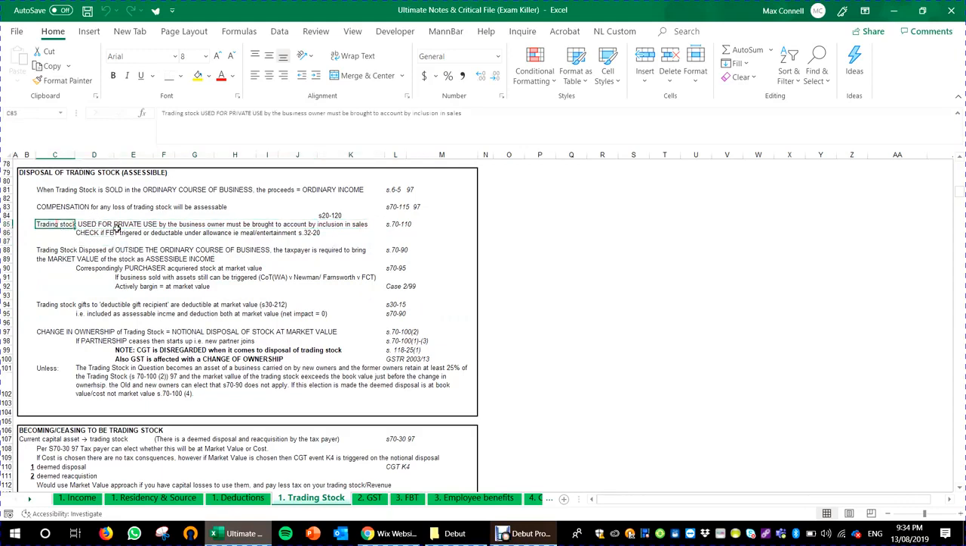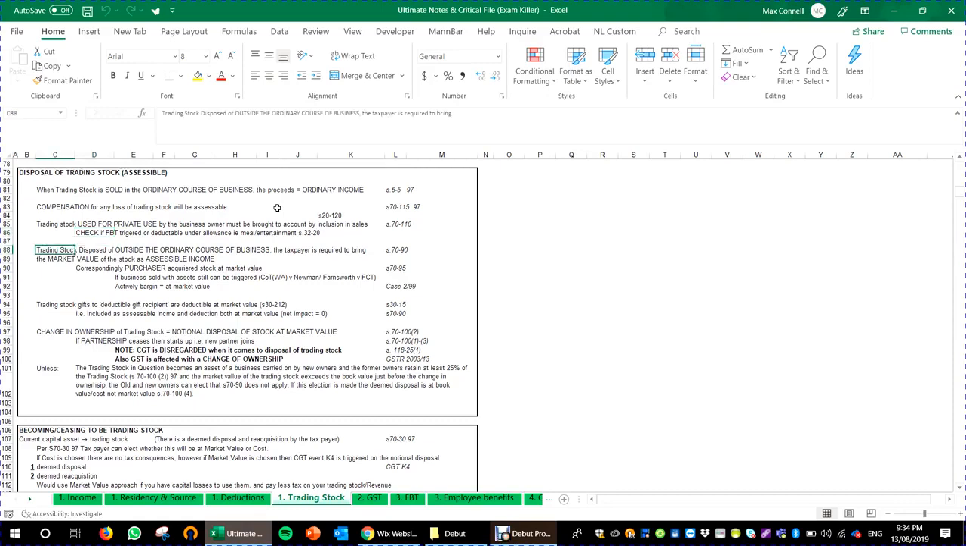Trading stock used for private use. You might get a question about a deli worker who uses a bit of ham. Every now and then they might take a kilo of ham each day and it adds up to $1,000 a year. You'll have to include that usage as assessable income in the P&L. And here's just a little note in our tax notes to remember to check if FBT is triggered or deductible under allowance. So just remember that when we get to the FBT section.